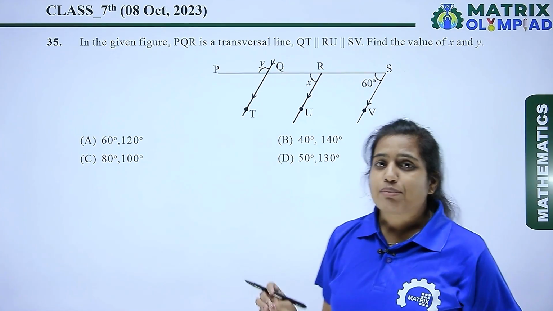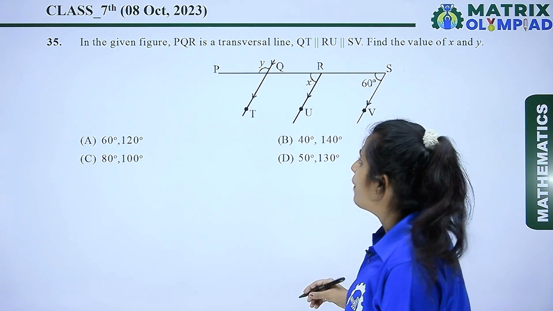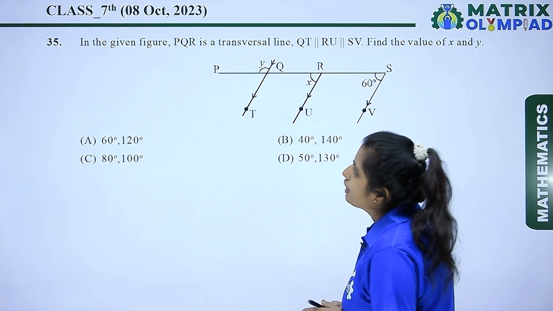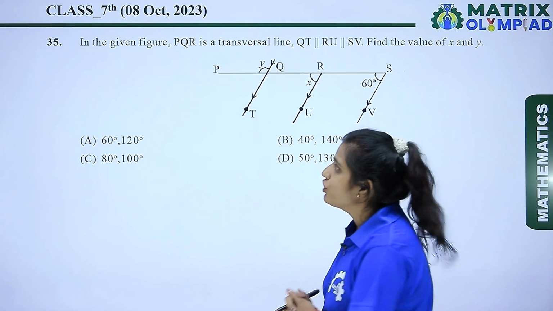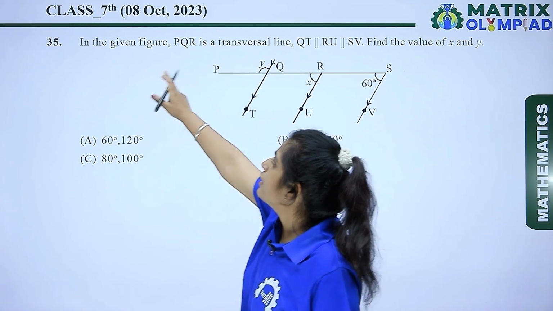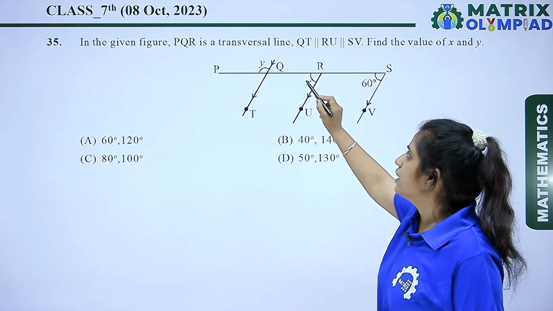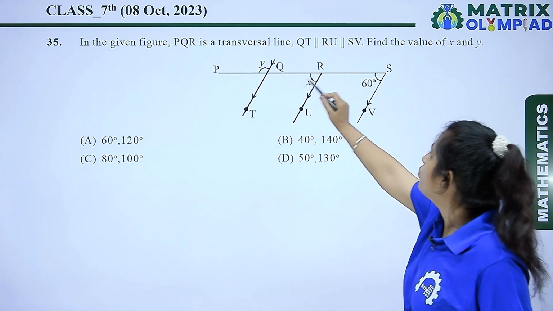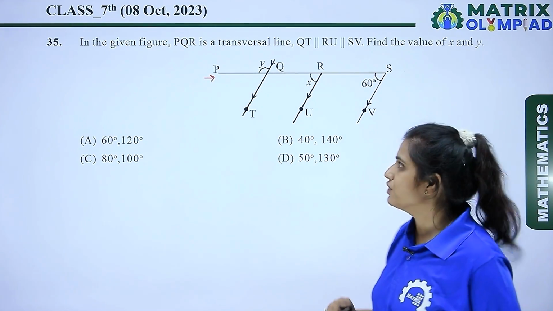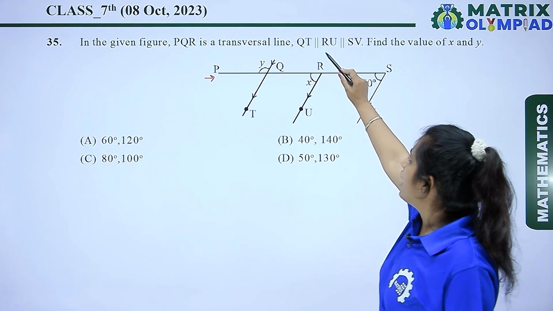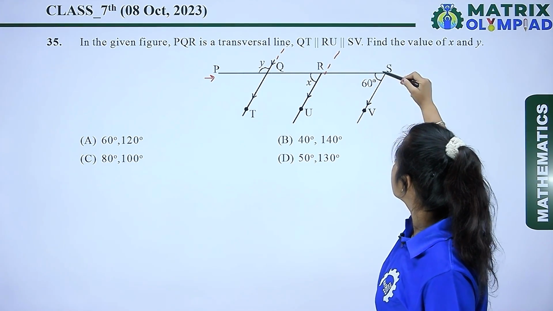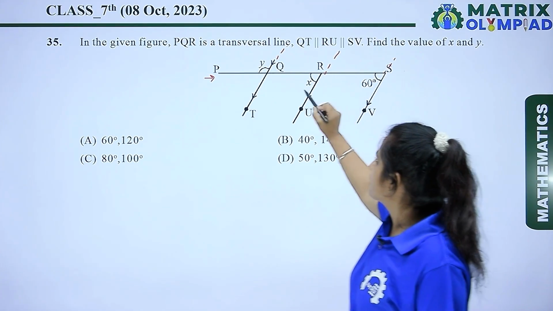Now the chapter is the same, lines and angles. The same thing we have to do in the next part, and let's check which kind of thing we have to use to solve this question. In the given figure, PQR is a transversal. अब बोला है PQR, ये वाली जो लाइन है आपकी, this is a transversal line. So QT parallel to RU parallel to SV, ये वाली जो लाइन है, this is parallel. So find the value of X and Y.